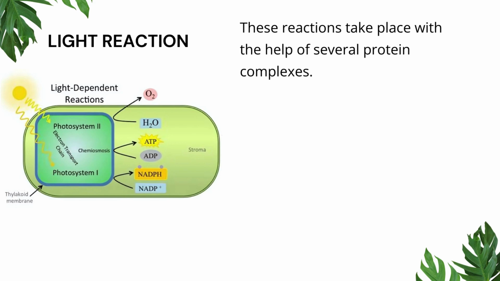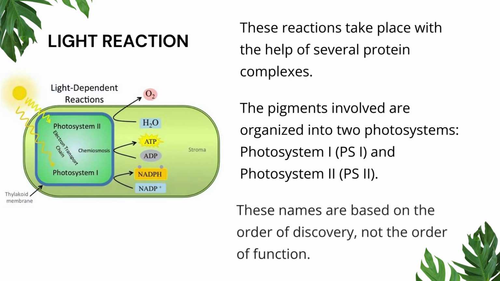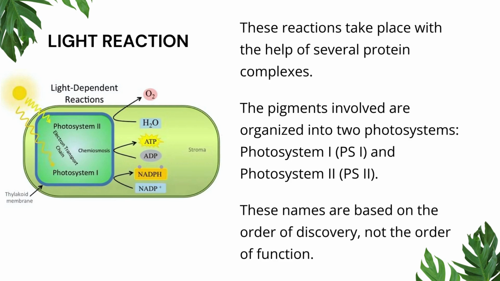The pigments involved are organized into two photosystems, photosystem 1, PS1, and photosystem 2, PS2. These names are based on the order of discovery, not the order of function. Each photosystem contains light-harvesting complexes, LHCs, made up of hundreds of pigment molecules bound to proteins.